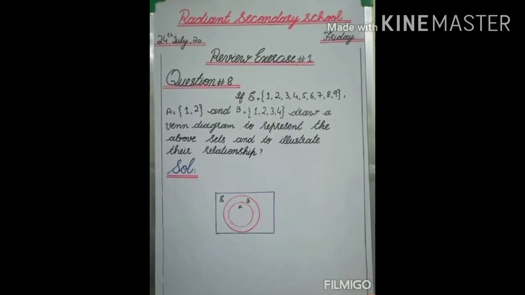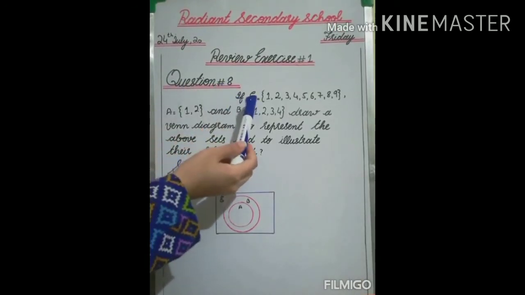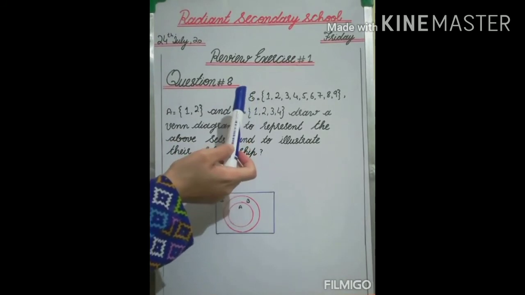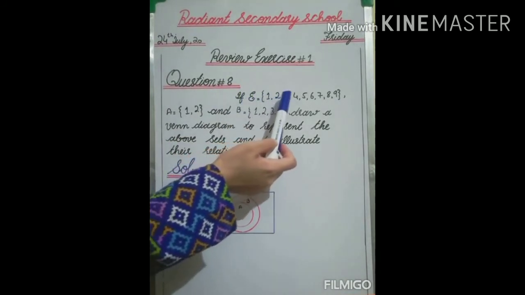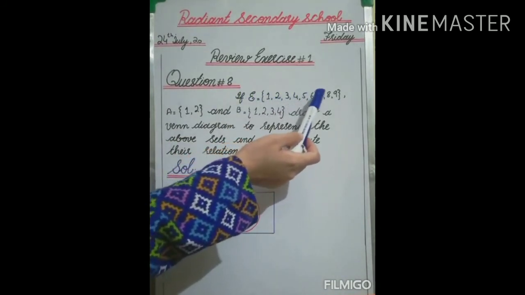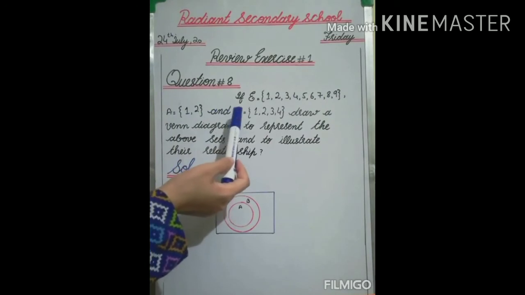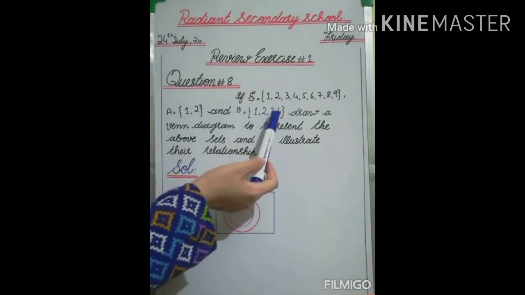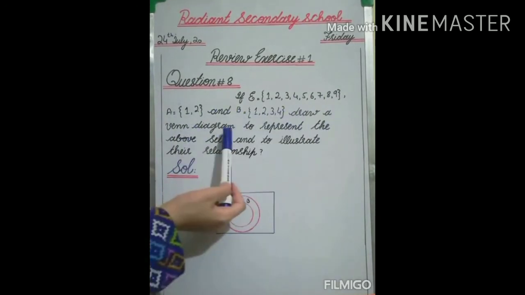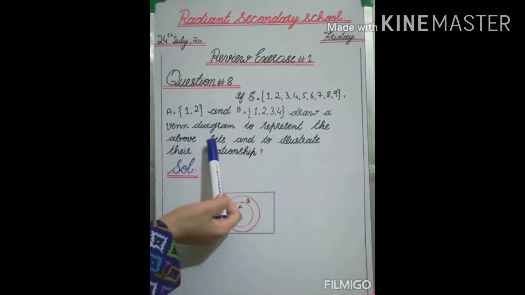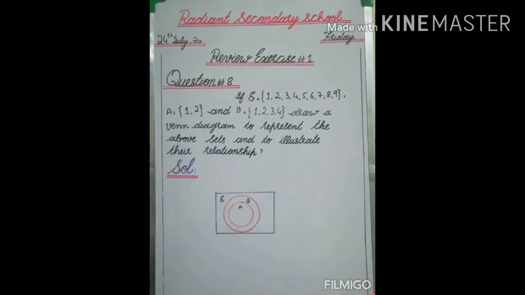Okay, next question number 8 is, if the elements of the universal set are 1, 2, 3, 4, 5, 6, 7, 8 and 9, and the elements of set A are 1 and 2, and the elements of set B are 1, 2, 3, 4. Draw a Venn diagram to represent the above sets and to illustrate their relationship.